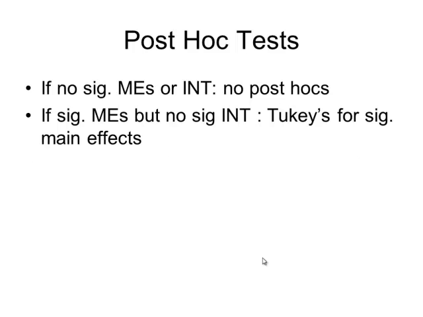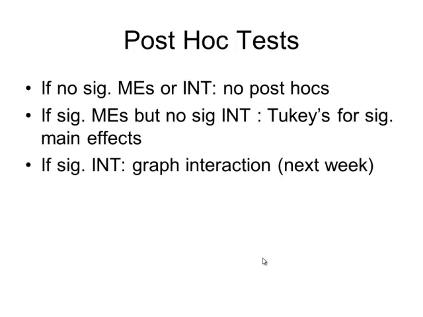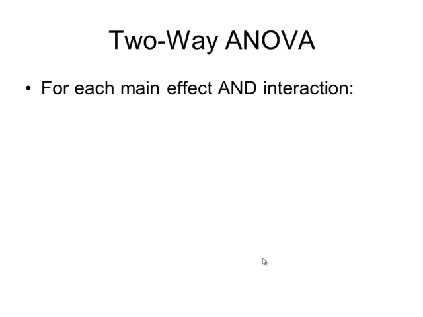Things start to get a little bit different here, though, because if you have a significant interaction, whether there's a significant main effect or not, you're going to be having to do a post-hoc test for just the interaction and not the main effects anymore, because remember, the main effects are not important if there's a significant interaction. And the way that you'll do this is through graphing the interaction, and that's something that we'll be looking at next week, so don't worry too much about it now.